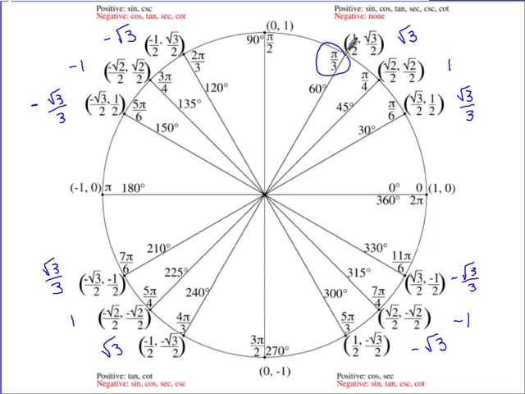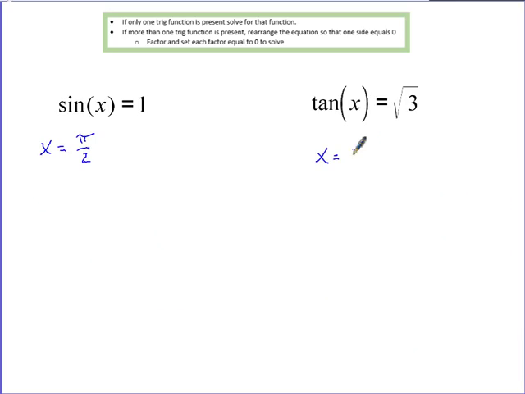So that would be right here at pi over 3, and then down here at 4 pi over 3. So I'm actually going to have two solutions here. I'm going to say x is equal to pi over 3 or 4 pi over 3, because those are the places on the unit circle where tangent is equal to the square root of 3.